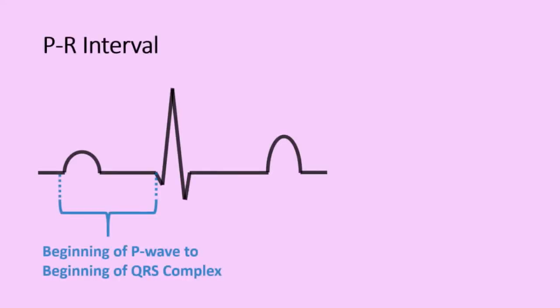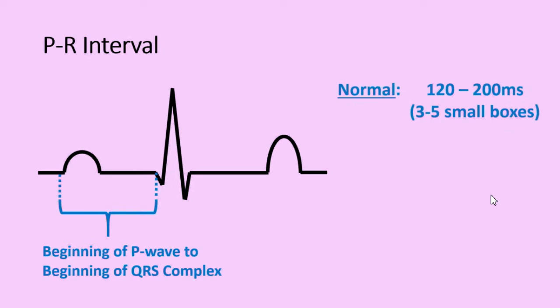Let's start off by quickly reviewing the PR interval. The PR interval is considered to be from the beginning of the P wave to the beginning of the QRS complex. A normal PR interval ranges anywhere from 120 to 200 milliseconds, or 3 to 5 small boxes on an EKG strip.